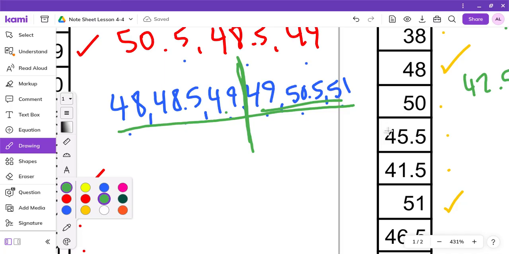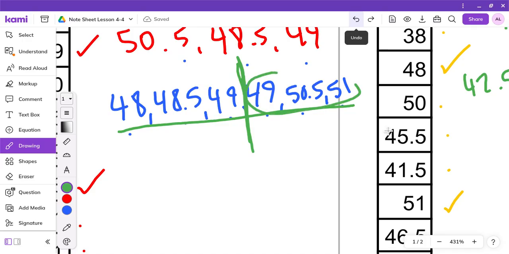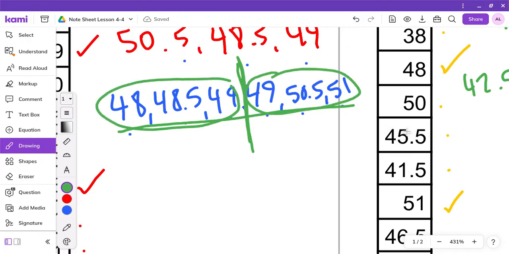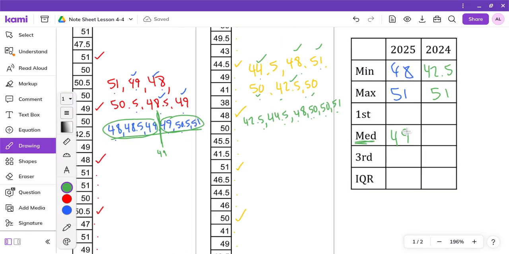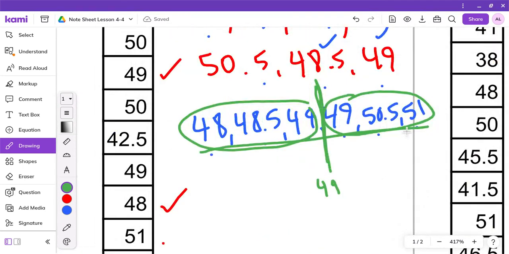Now notice this 49 right here, that's happening in the second half. This 49 is happening in the first half. It's not part of the median. So that is included in the first half of the data set. That's key. Okay, the median is this little 49 here in the middle. Now, the first quartile then is the middle between these values. So if there's 3 numbers, the middle of them is 48.5.